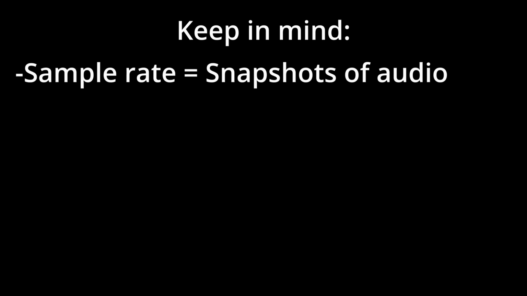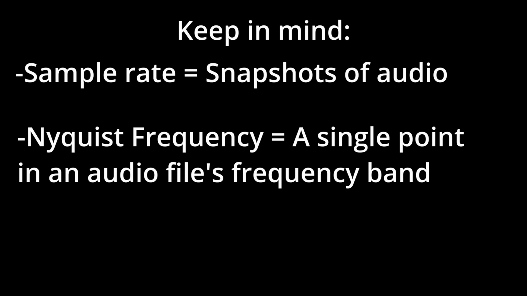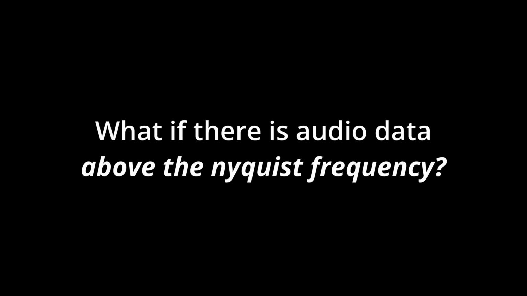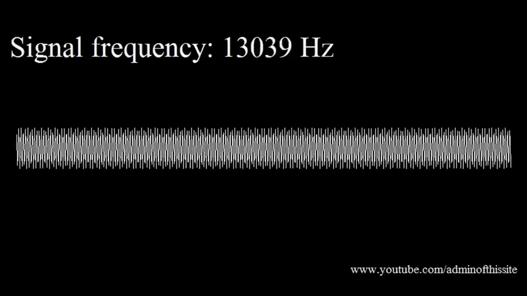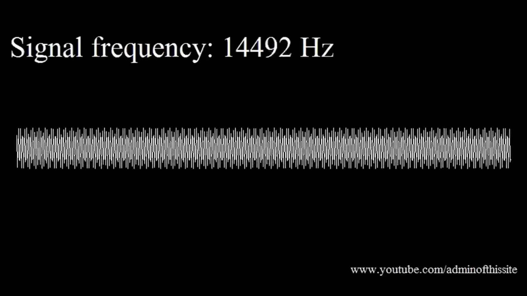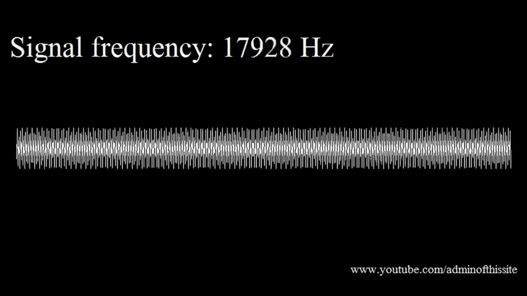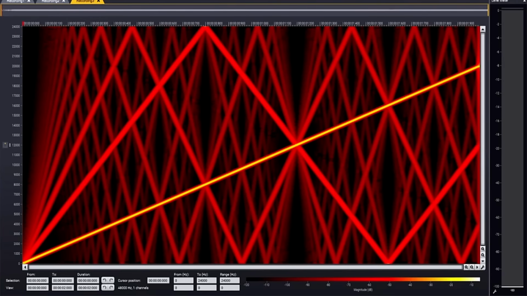Keep in mind that the sample rate is how many snapshots of audio there are in a file, and the Nyquist frequency is a singular point in the audio file's frequency band, representing the highest frequency that resampling processing can accurately recreate. But what happens if there is audio data above the Nyquist frequency? It will be oscillating up and down at such a high speed in the frequency band that the computer will have no choice but to do the best that it can, and the result will be as if the original sound has a false identity, or alias, which results in frequencies literally folding back into the rest of the frequency band.